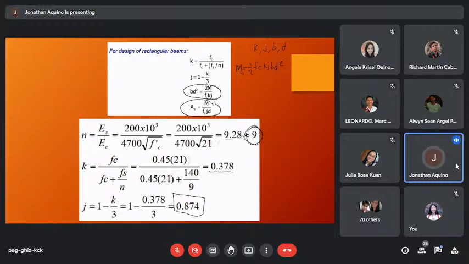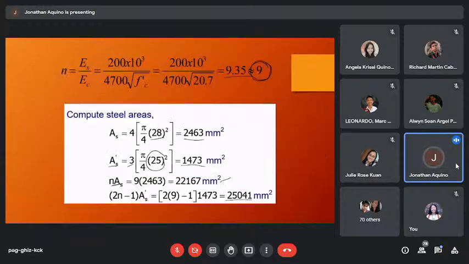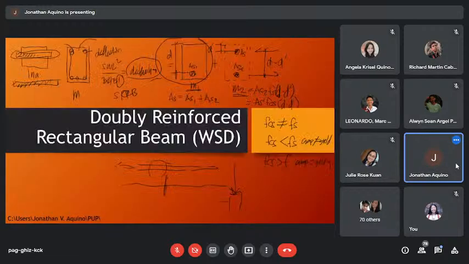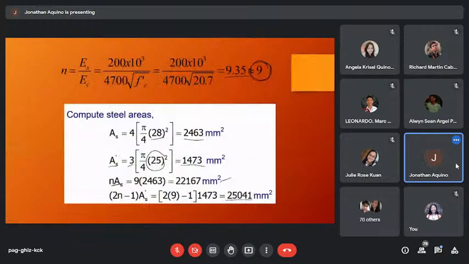So moment capacity, di ba yung total moment capacity ng double reinforced rectangular beam is simply M1 plus M2. So yung M1 natin, yun yung single reinforced rectangular beam. And M2 natin is yung moment capacity ng fictitious beam considering both compression and tension steel.